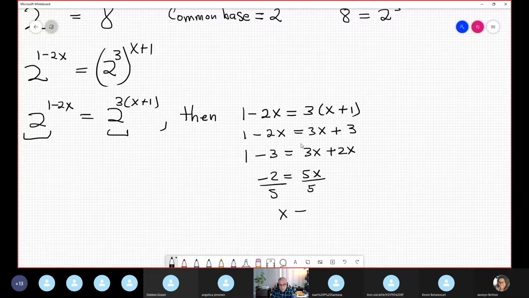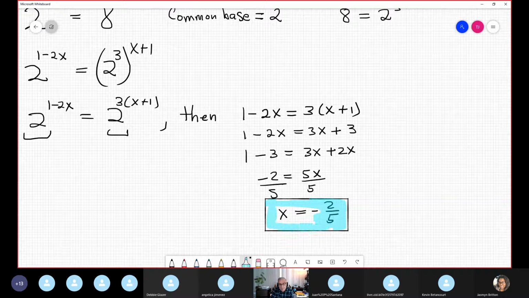So the answer is x equals negative 2/5. Boom, negative 2/5. Wow, fantastic. This is the answer. I check it on my paper. Good. Wow, easy. The exponential equation is easy. Well, so far.